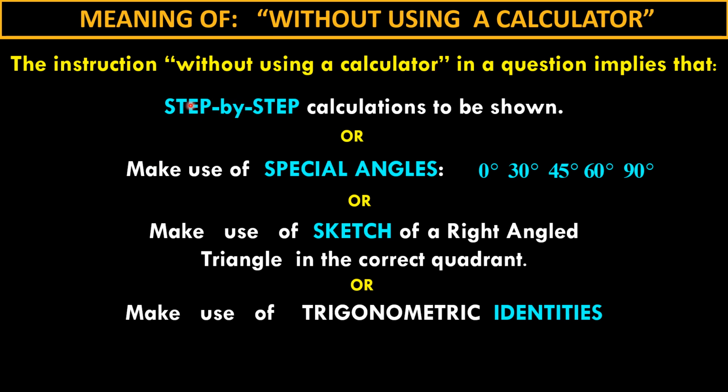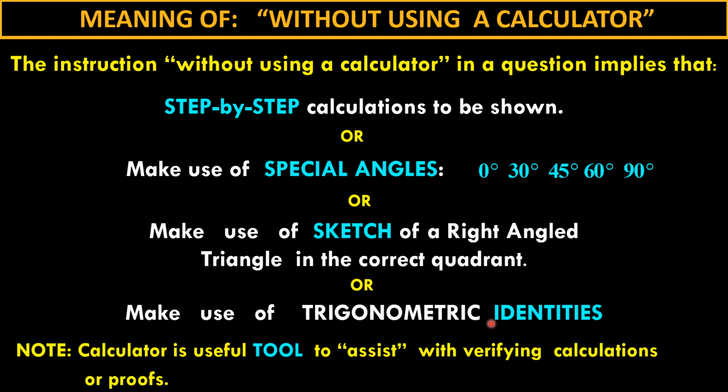Either, first of all, you step by step, that's essential. Sometimes you have to use special angles. If there are no special angles involved, then you draw a sketch. And sometimes if you see the sketch is not going to help you, you've got another option here. You can make use of trigonometric identities.